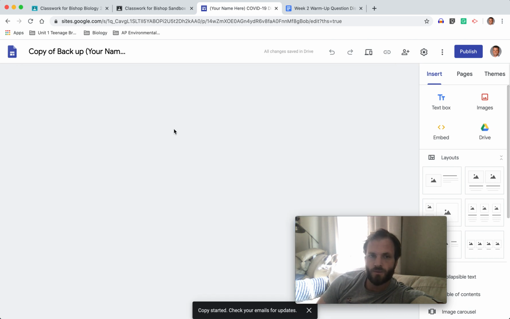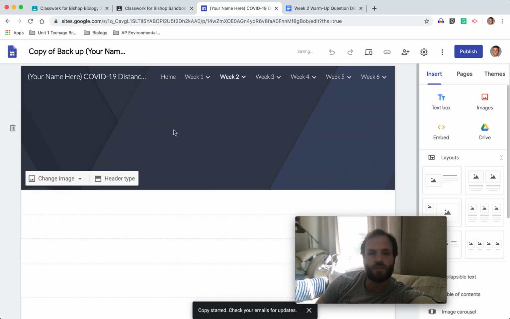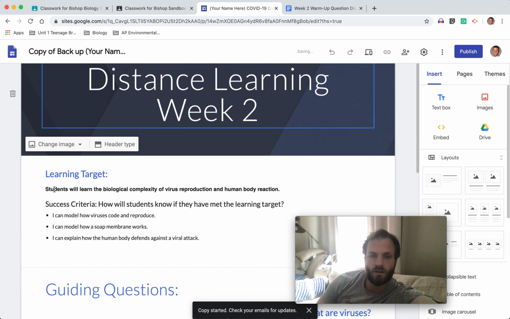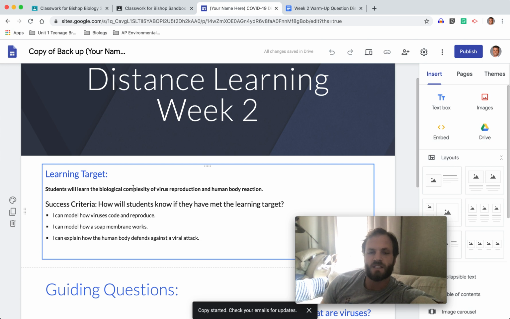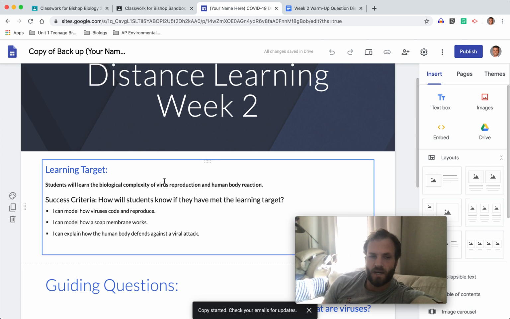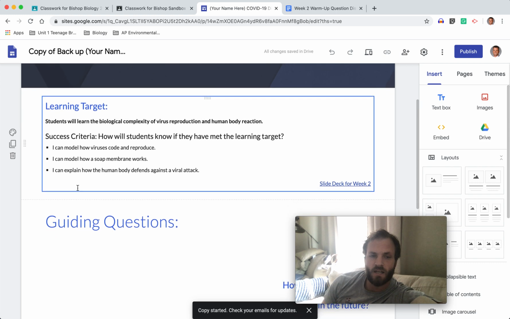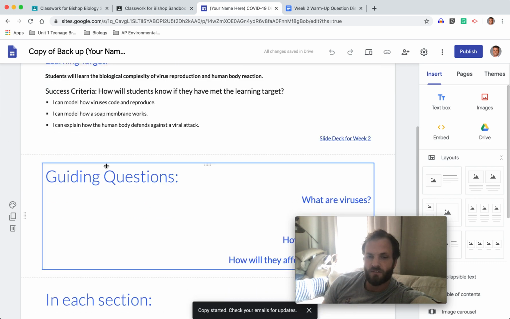So week 2 is... So last week we learned about the structure of viruses, and this week we're gonna learn about the complexity of virus reproduction and the body's reaction to viruses, the human bodies. So how will you know if you've met this learning target? You should be able to explain how viruses code and reproduce, how a soap membrane works, and how the human body defends against viral attacks.